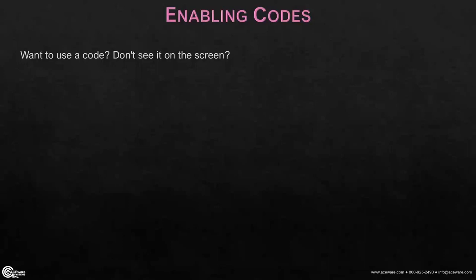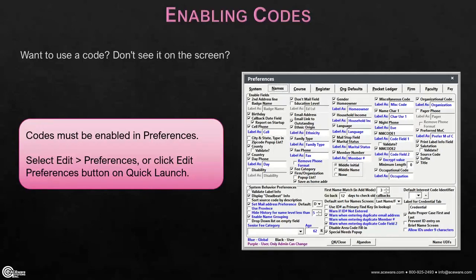Enabling codes. You want to use a code and you don't see it on the screen. Codes must be enabled in preferences for your user profile. If you've been into the preferences area in Student Manager System Preferences, under the name course register area, you're going to see data fields displayed with checkboxes next to them. If you have not gone in and looked at your preferences in your instance of Student Manager, you should do that from time to time to make sure you aren't leaving a field disabled. You might say, wait a minute, we've been asked to track disability and I've been putting it in the comments field. Well, golly, there is a field called disability that you just need to enable and turn on in order to use it.